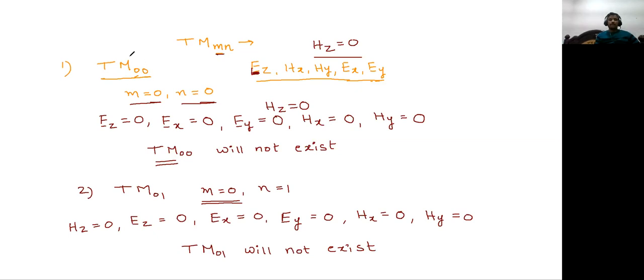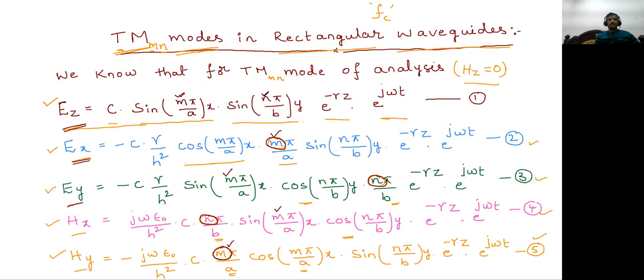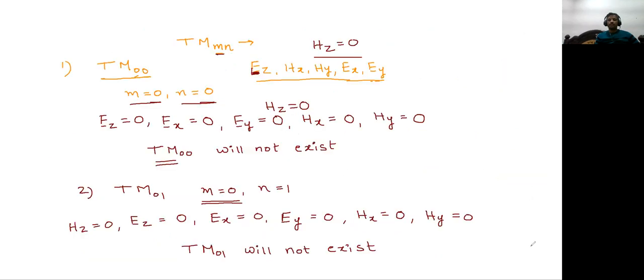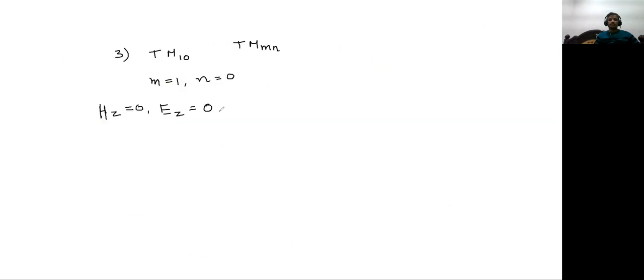Now, third mode, TM10. If you compare this TM10 with TMMN, here of course M is 1 and N is 0. Again, what is going to happen? As we already know that HZ is 0. What happens to EZ? When N is 0, sine of N is absolutely going to become 0, because sine 0, that 0 into whole thing will be 0. So EZ will be 0.